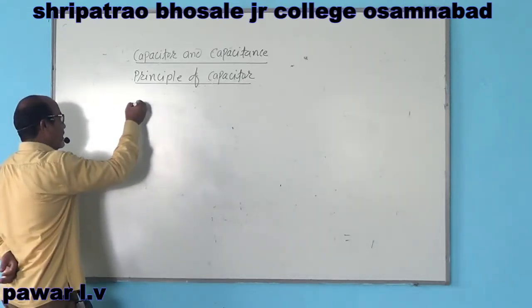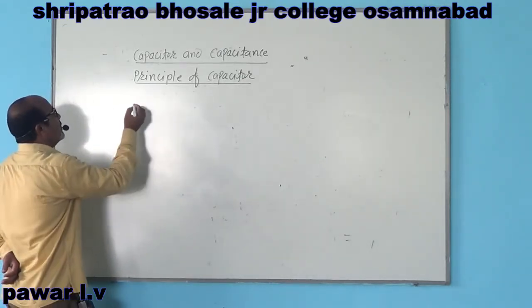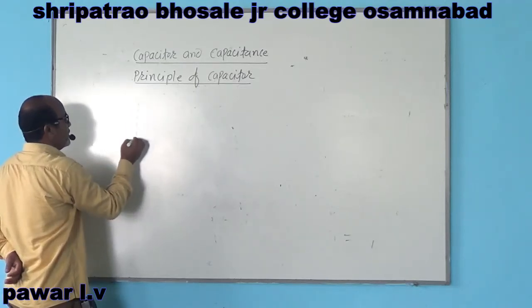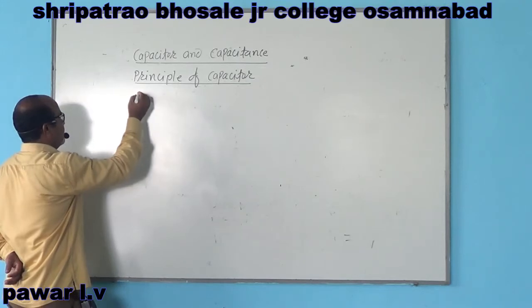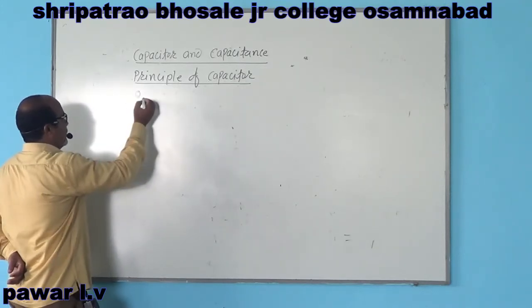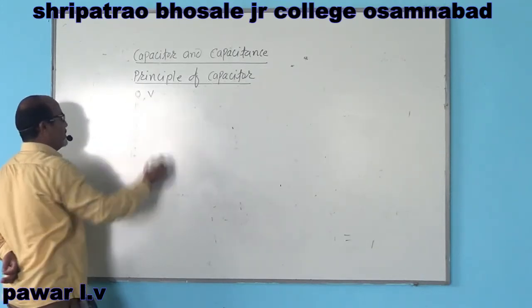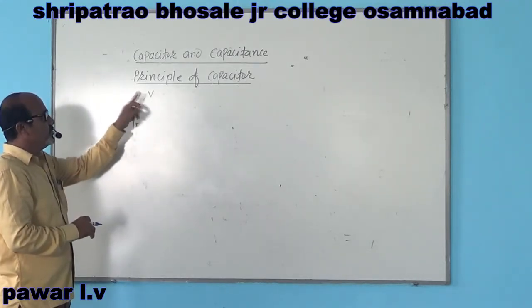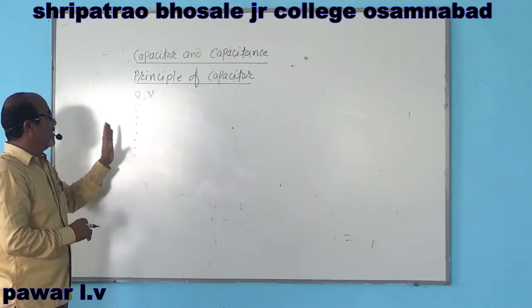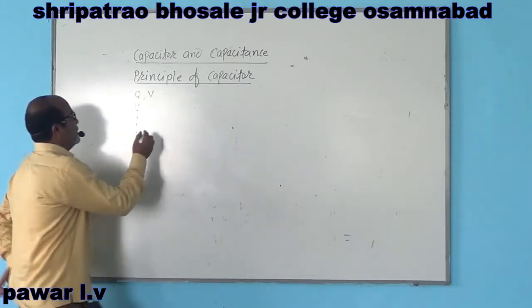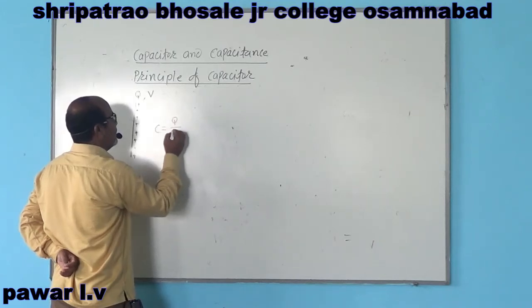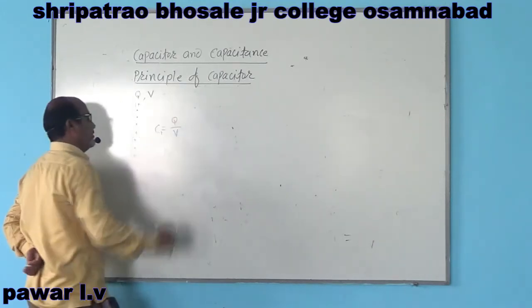Consider a metal plate. If a charge plus Q is deposited on it and V is its potential. So we know that the ratio of charge to potential is called capacity of conductor. So its capacity C is equal to Q divided by V, that is C1.